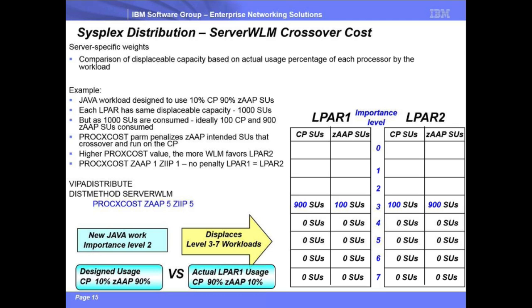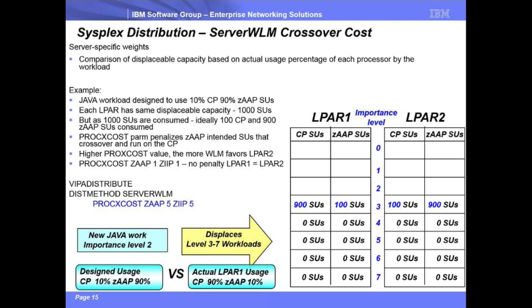In this example, we have a Java workload that's designed to use 10% CP processing and 90% zAAP service units. As the workload runs, WLM automatically determines that usage pattern. The reason I'm bringing that up is it's not a configured parameter. It's just something that WLM is able to determine as it watches how service units are consumed.